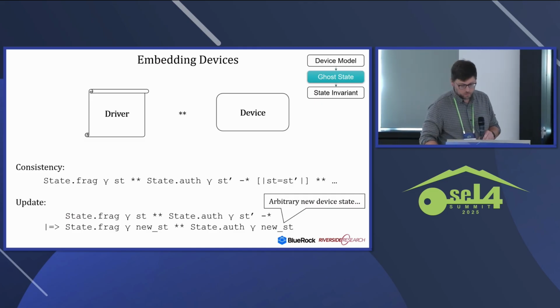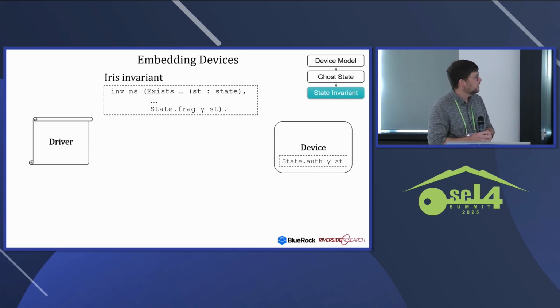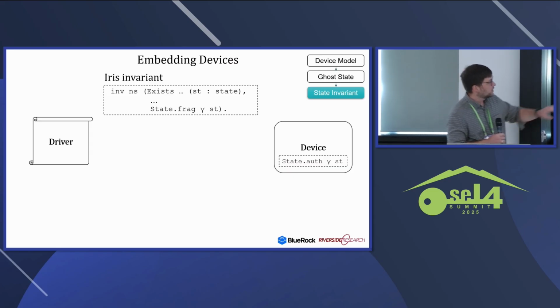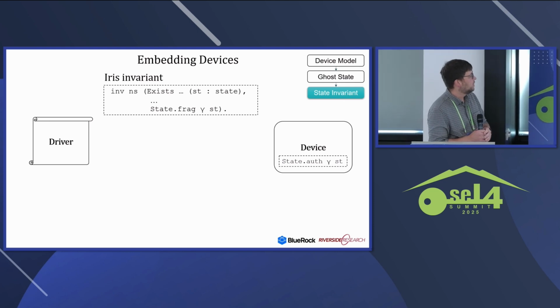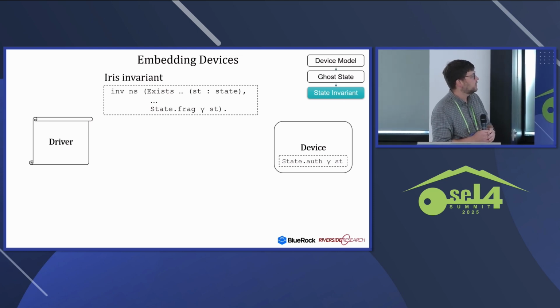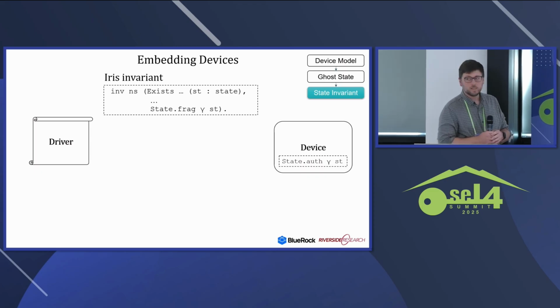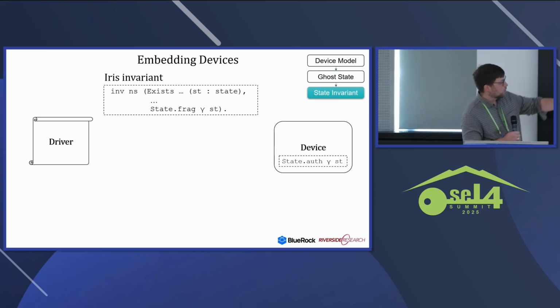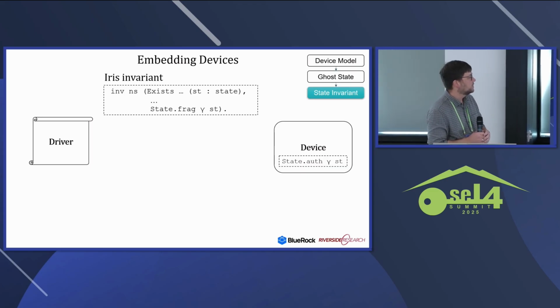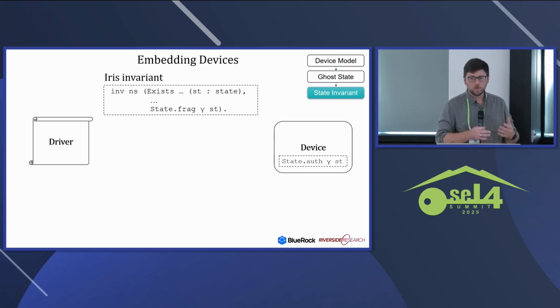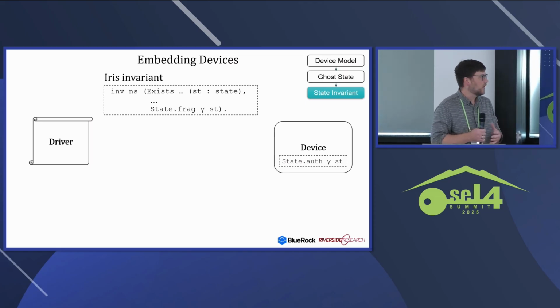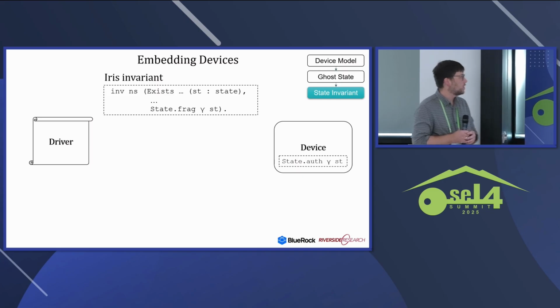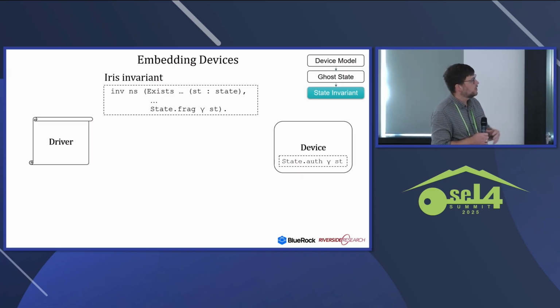And then the final thing that we do is we build an invariant to hold the ghost state. In particular, this thing at the top in the dotted box is an Iris invariant that says there exists some state, this is the state of the device, such that state.frag gamma st holds. And conceptually, the authoritative view of this state lives with the device. But because we're doing a driver verification, we're going to use the driver's view of the state of the device primarily. So that's what we're going to stick in this invariant.